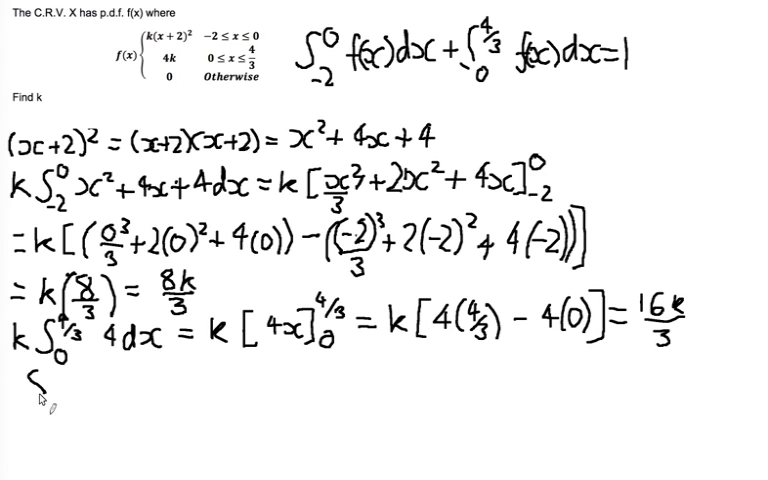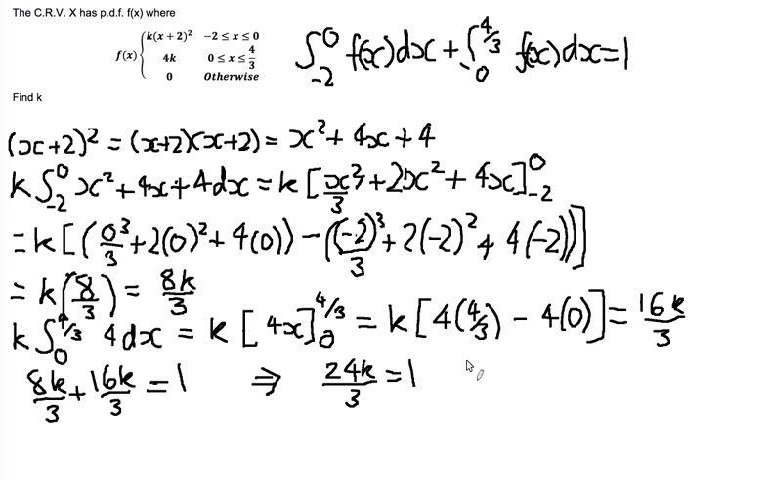So we've got 8k over 3 plus 16k over 3, and this is equal to 1. So running along my line, just using that arrow to indicate I'm coming across the line, clearly making sure it's not an equal sign. I've got 24k over 3 equal to 1. What I'm going to do here is times by 3, and then divide by 24 to get this k on its own.